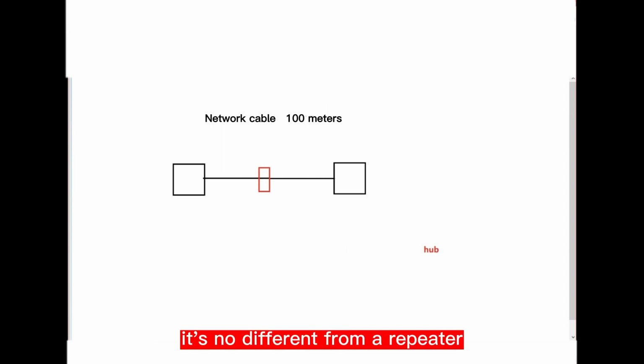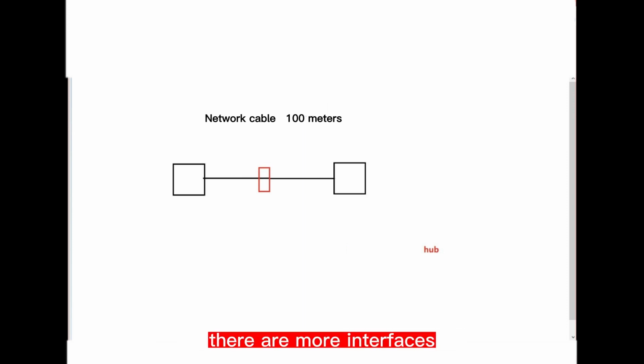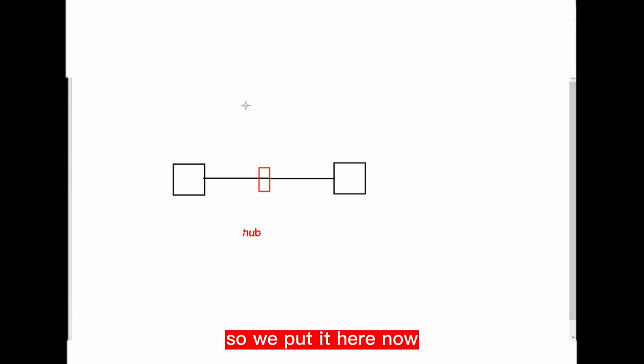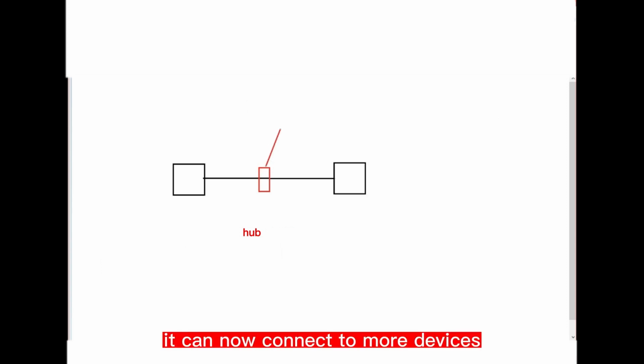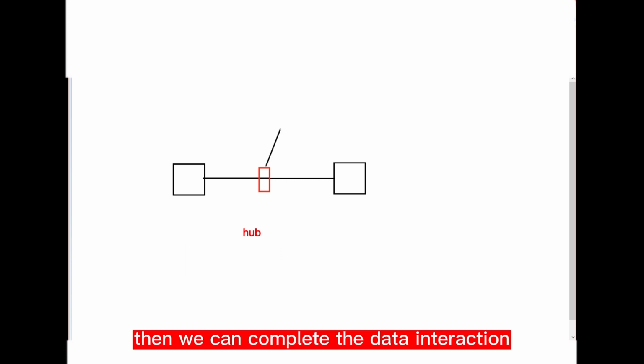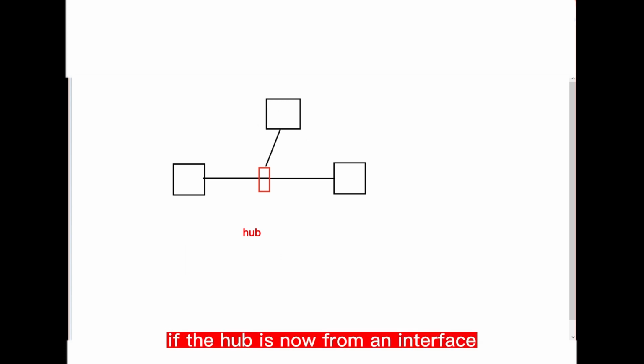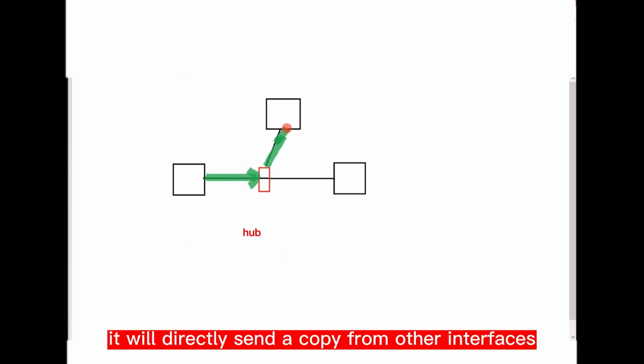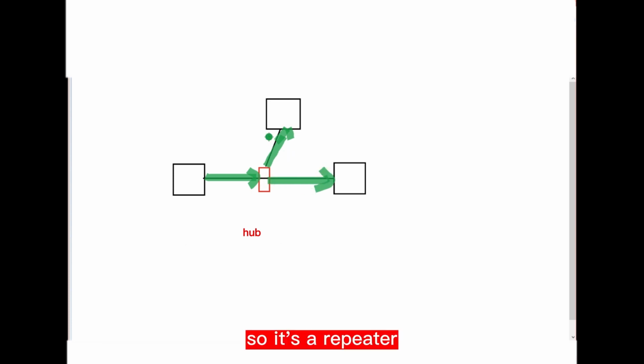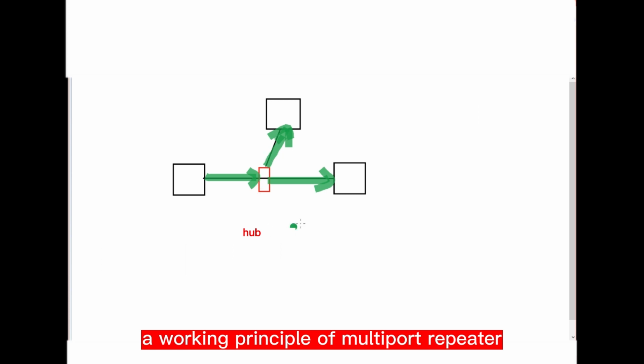It's no different from a repeater overall. There are more interfaces. So, we put it here now. This is a multiport repeater. A multiport repeater means it can now connect to more devices. Then we can complete the data interaction between multiple devices. Let's briefly talk about how it works. If the hub receives data from an interface, it will directly send a copy from the other interfaces. So it's a repeater. That is the working principle of a multiport repeater.